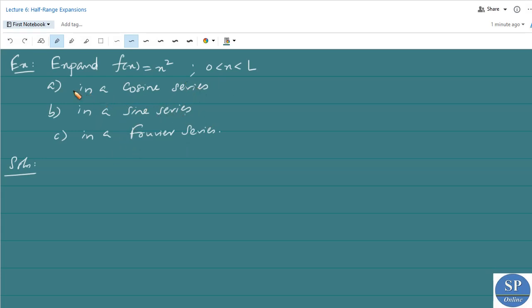So here in A and B, that is to expand this as a cosine series and sine series, we have given the function in this interval 0 to L. So the interval is 0 to L. To expand this in cosine series and sine series, that is for A and B, we can take P equal to L itself, and to expand this as a Fourier series, we can take P equal to L by 2, because here the length of the interval is 2P equal to L, therefore P equal to L by 2 in this case.